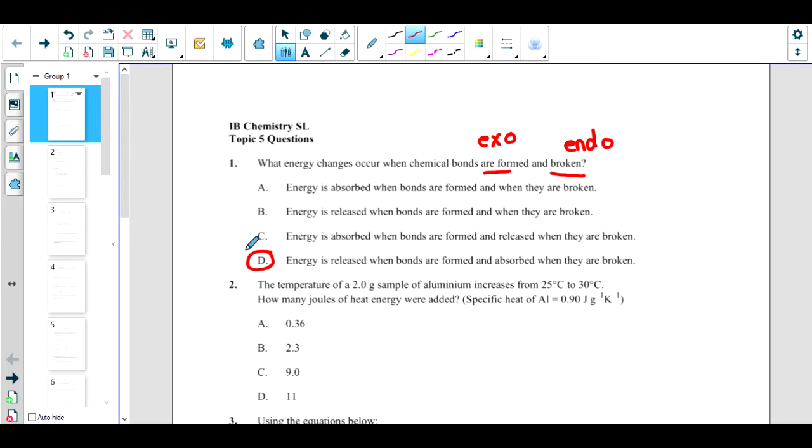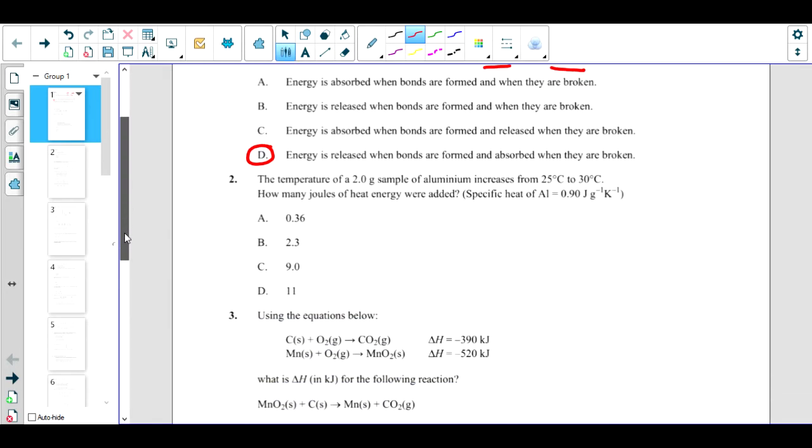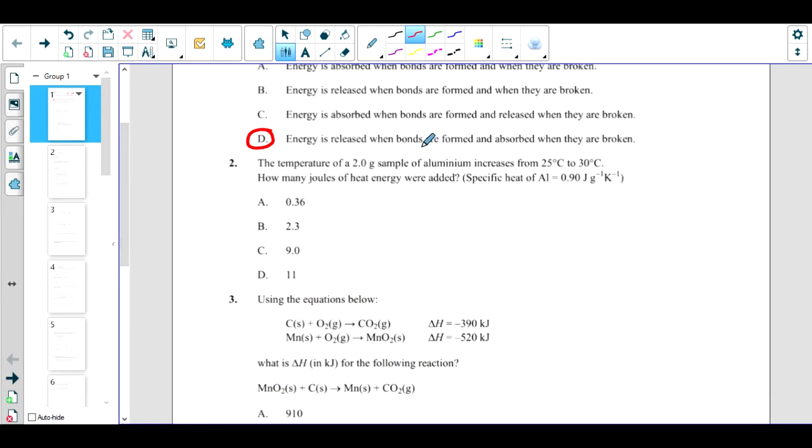When they absorb energy from the surrounding, this is called what? Endothermic process. The temperature of a 2 gram sample of aluminium increases from 25 to 30 degrees centigrade. How many joules of heat energy were added, with specific heat in joules, gram inverse, Kelvin inverse? Now you have to be a little bit careful here. According to the unit of specific heat, you try to convert your other units also. Sometimes they may also give you joule, kilogram inverse, Kelvin inverse. So then we have to convert the mass.